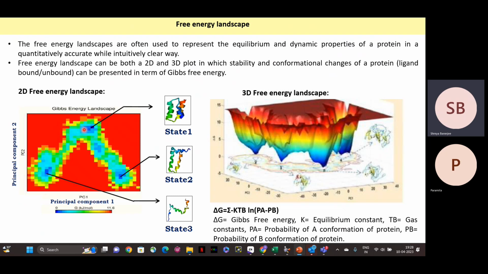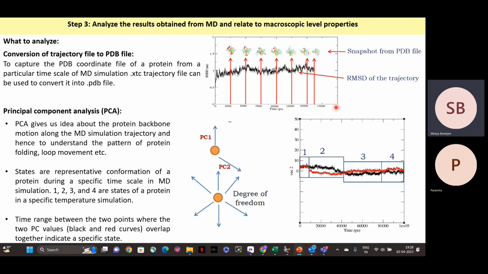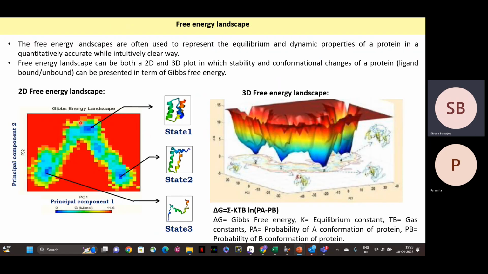And each of the blue spots, which are representative of either local or global minima, corresponds to a certain state of the protein. So we learned about the different states in the previous slide. So the states in the 2D free energy landscape are represented in terms of the blue contours, which are at the middle of this free energy landscape. So if we get a snapshot of the PDB at this particular energy, we can see that they have different conformations and they are different states.